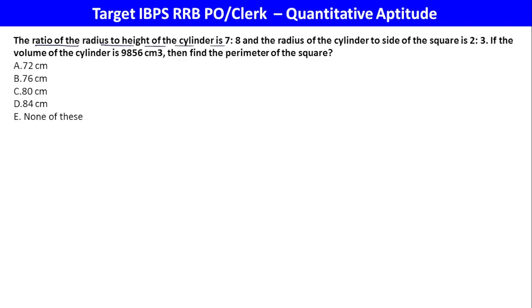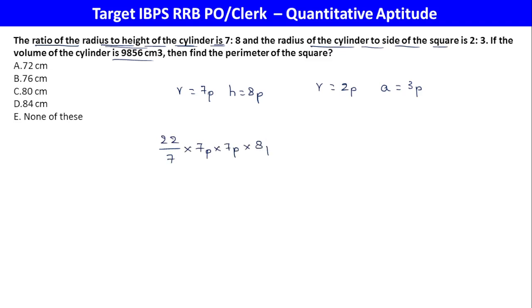The ratio of the radius to the height of a cylinder is 7 parts to 8 parts. The ratio of the radius of the cylinder to the side of the square is radius 2 parts, side a is 3 parts. If the volume of the cylinder is given, the cylinder volume formula is πr square h, 22 by 7, r square 7 parts, h 8 parts.